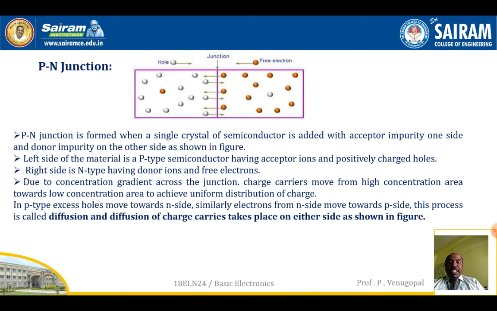Initially, the distribution of the charge carriers is not uniform. To achieve this uniform distribution, the charge carriers have to move from high concentration area to low concentration area, and this process is called diffusion. And the diffusion of the charge carriers takes place on either side of the junction as shown in the figure.